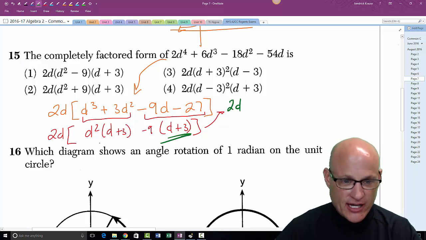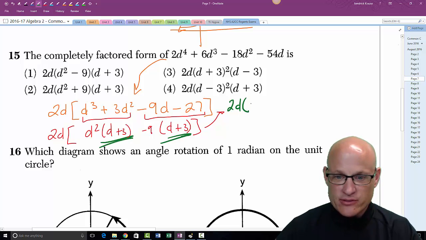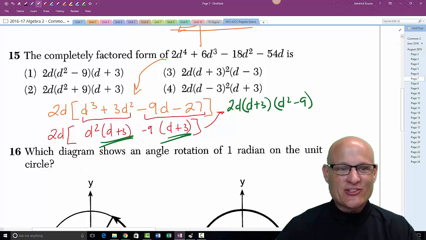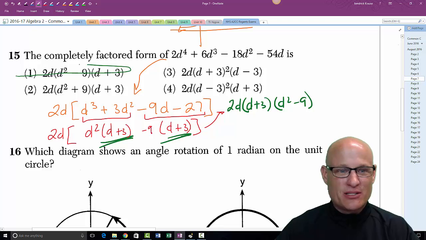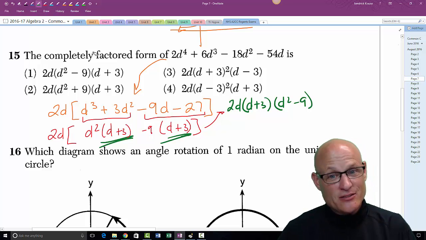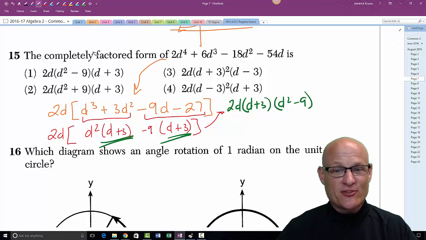Now, they both have this in common, so I'm going to take that out, d plus 3. And then I have d squared minus 9. Now, it does say factored completely. So for those of you that picked this one, probably not the right answer because d squared minus 9 can be factored. Okay? So that's why this was a relatively tricky question.